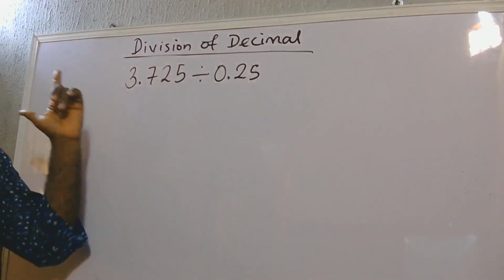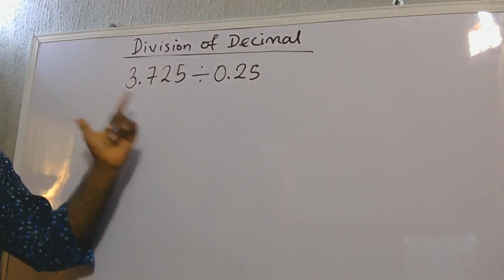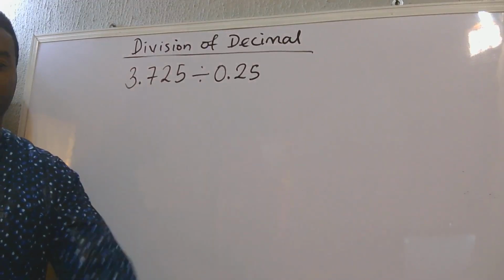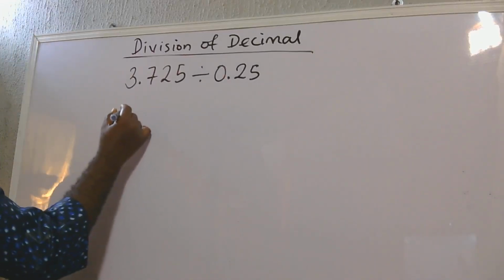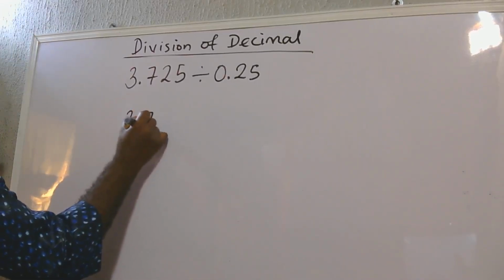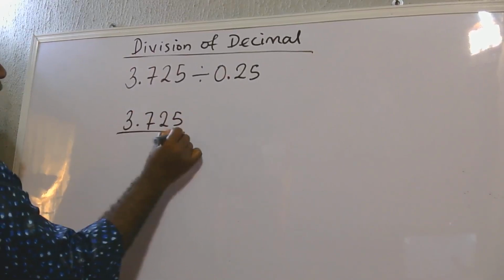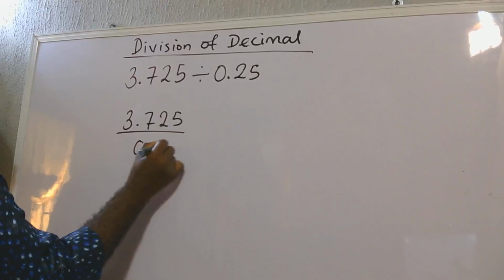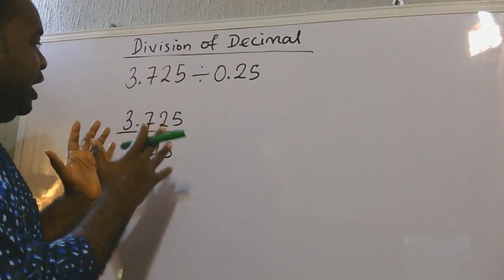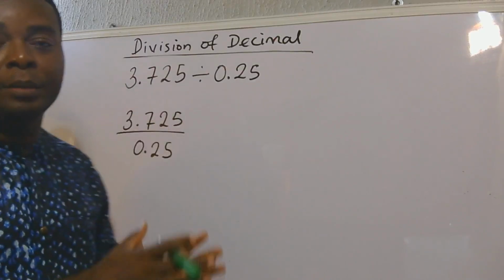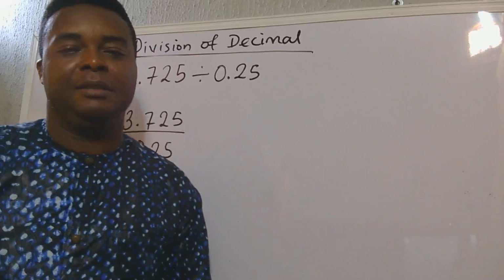Now we have a question on the board. It says 3.725 divided by 0.25. Now how are we going to solve this? Well, we can start by writing 3.725 divided by 0.25. Now, to solve this, we'll have to change the numerator and the denominator to whole numbers.